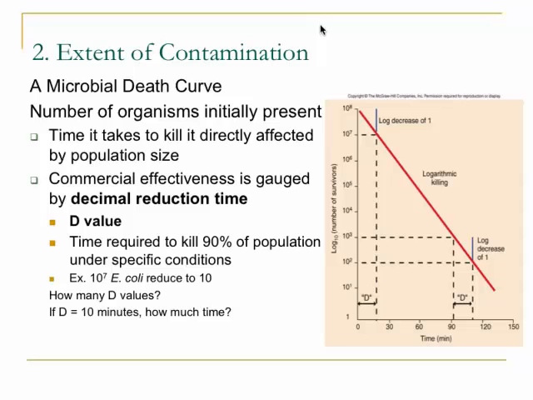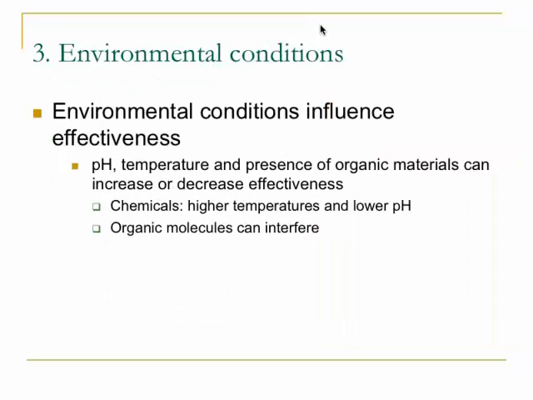Okay, so the line would shift. So here's E. coli, and for Bacillus it would shift up. So it would take a longer time to reduce the same amount of bacteria because it has this feature of endospore formation. Same thing with gram-positives versus gram-negatives, because gram-negatives have this additional lipid bilayer around their peptidoglycan.